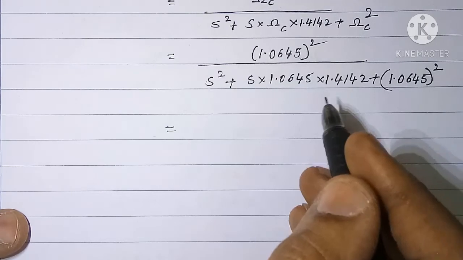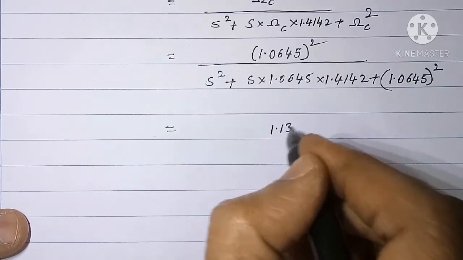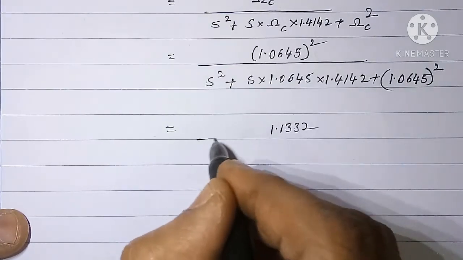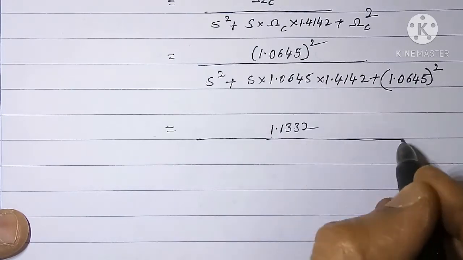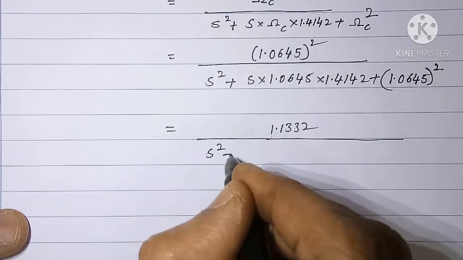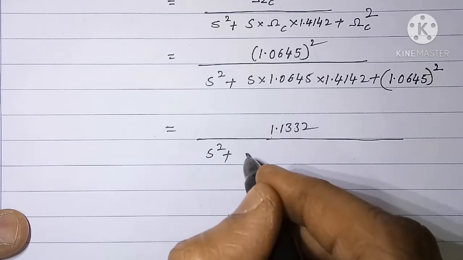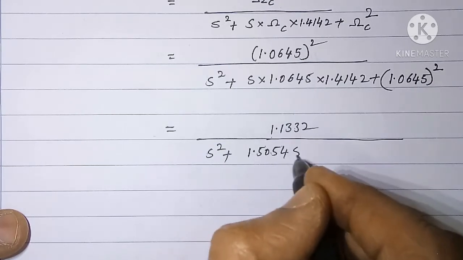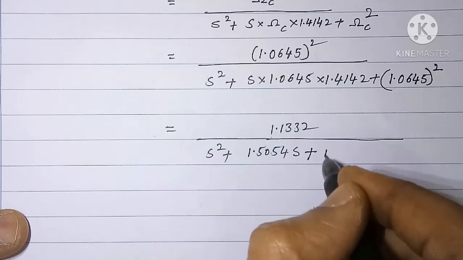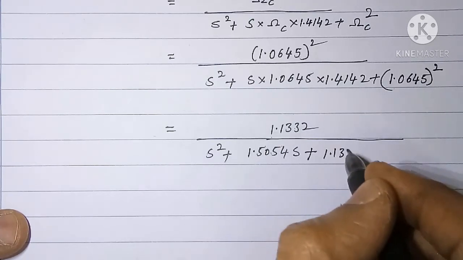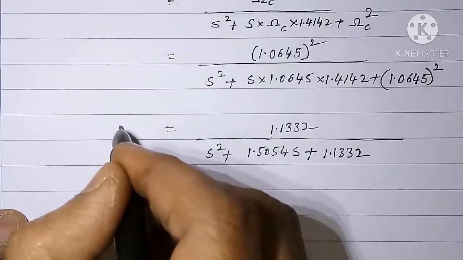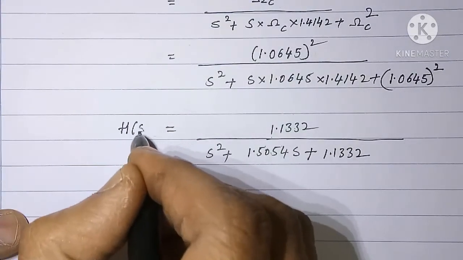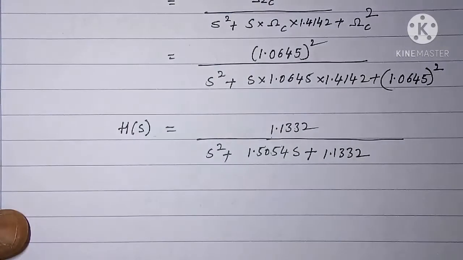Simplifying, we get 1.1332 divided by s square plus 1.5054s plus 1.1332. So what is this? This is unnormalized transfer function of Butterworth low pass filter.